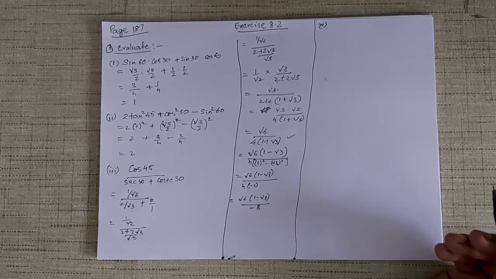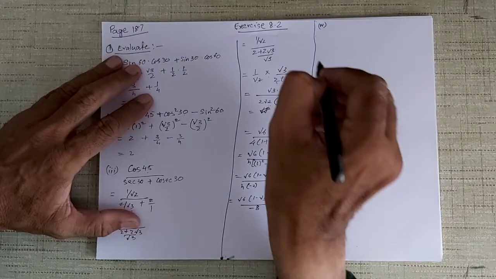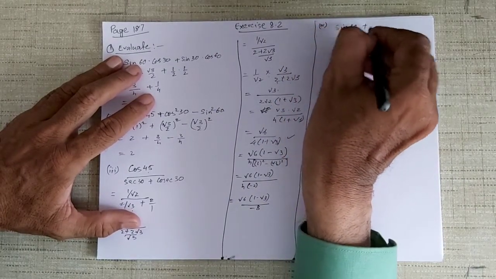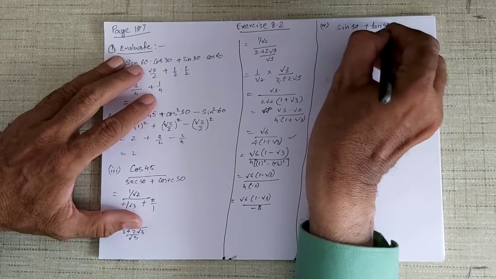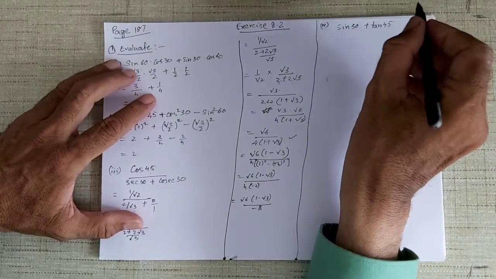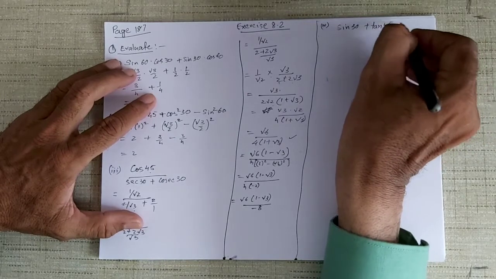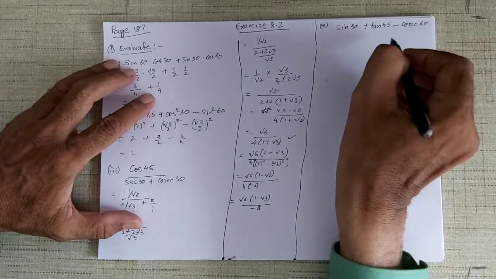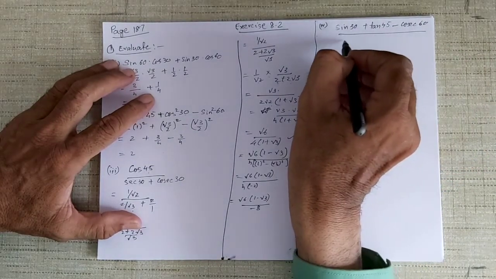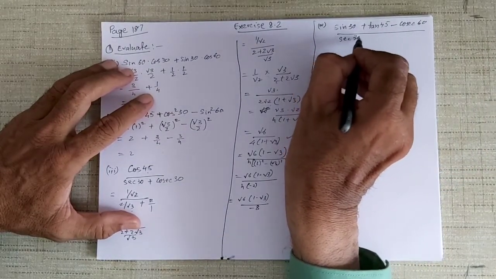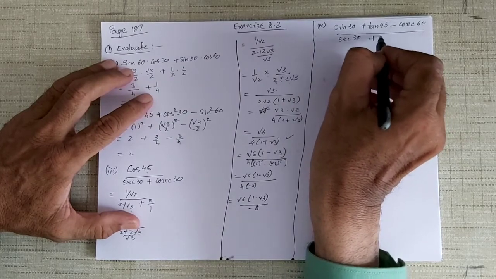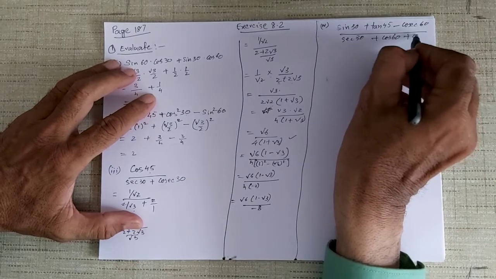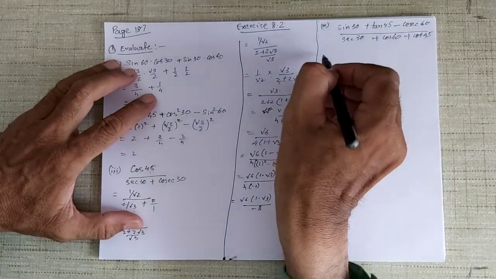Okay, number 4 says sin 30 plus tan 45 minus cosec 60 upon sec 30 plus cos 60 plus cot 45. Again, we have to just put the values.